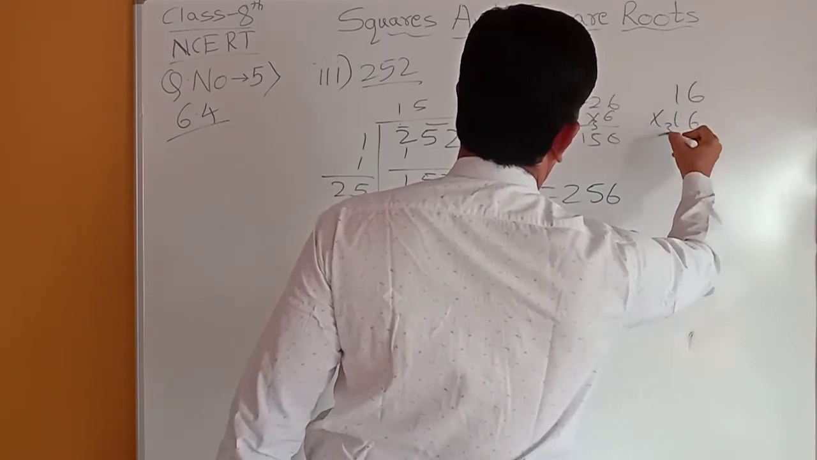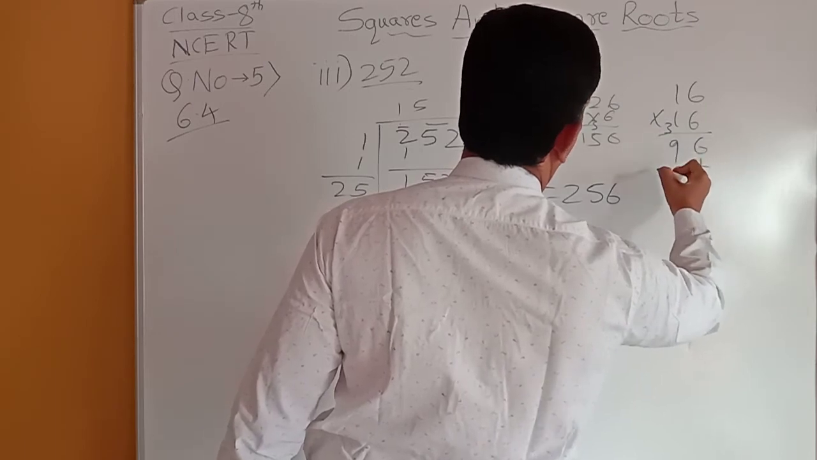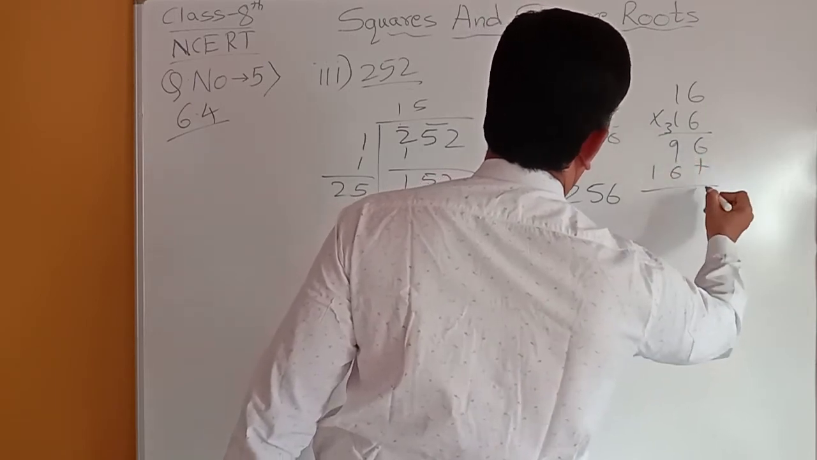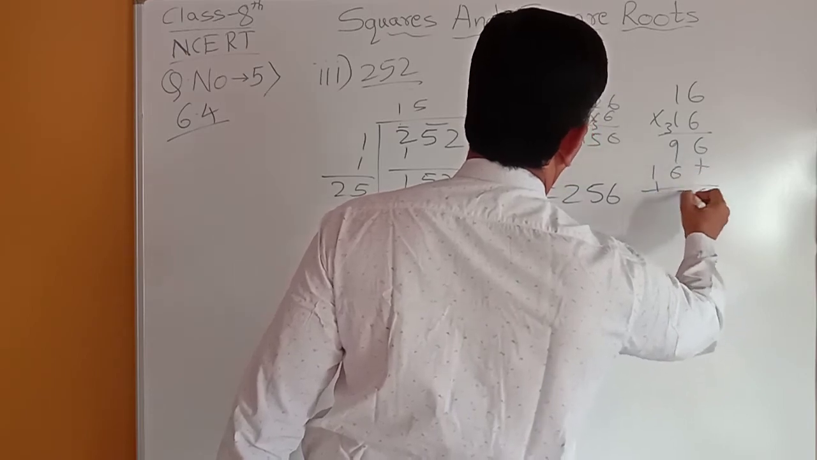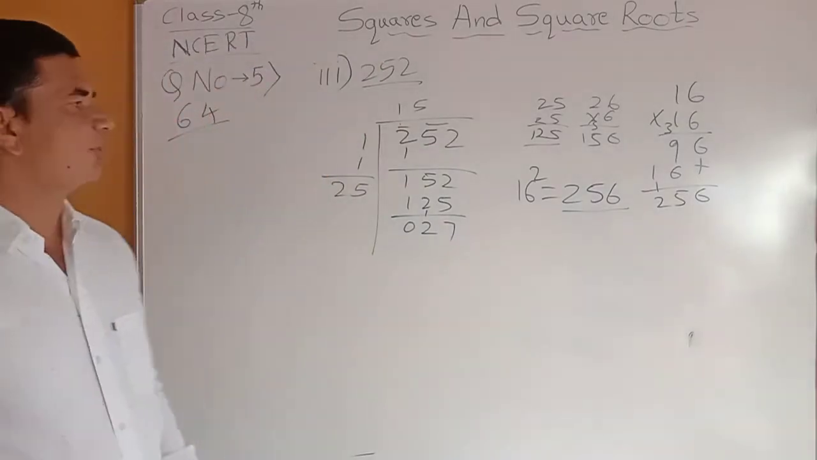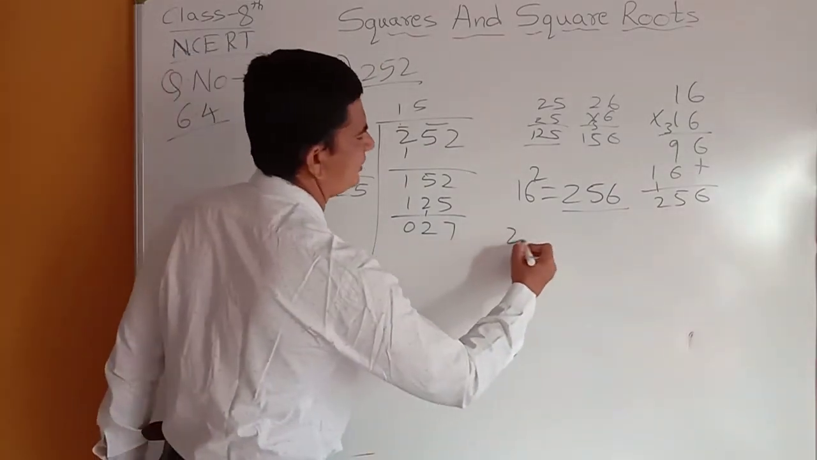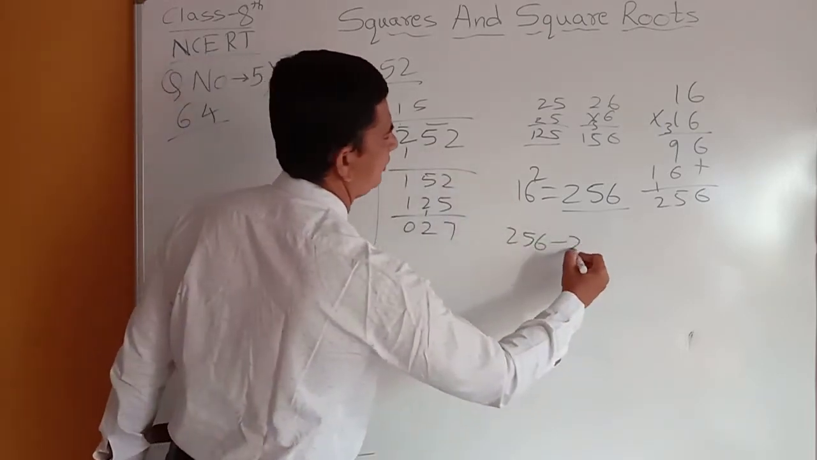6 6s are 36. 6 1s are 6 plus 3, 9. 1 6 is 6. 1 1 is 1. So 6 plus 6, 15. 256. So we got 256 here. From 256 we have to subtract the given number 252.